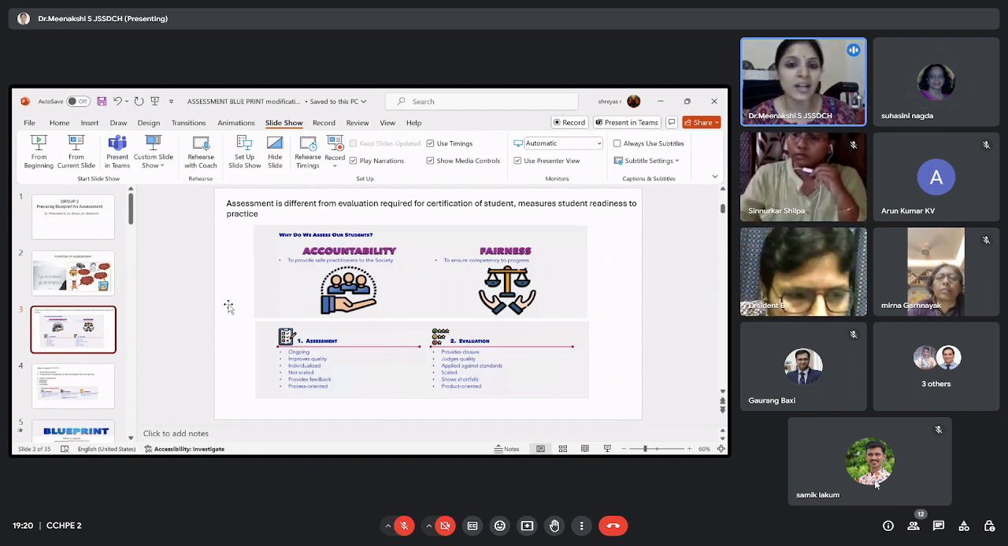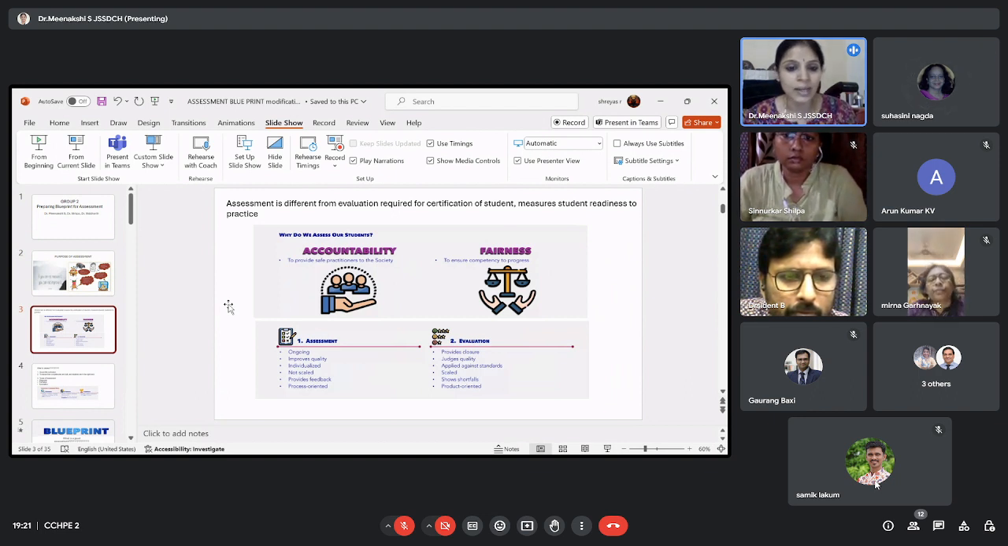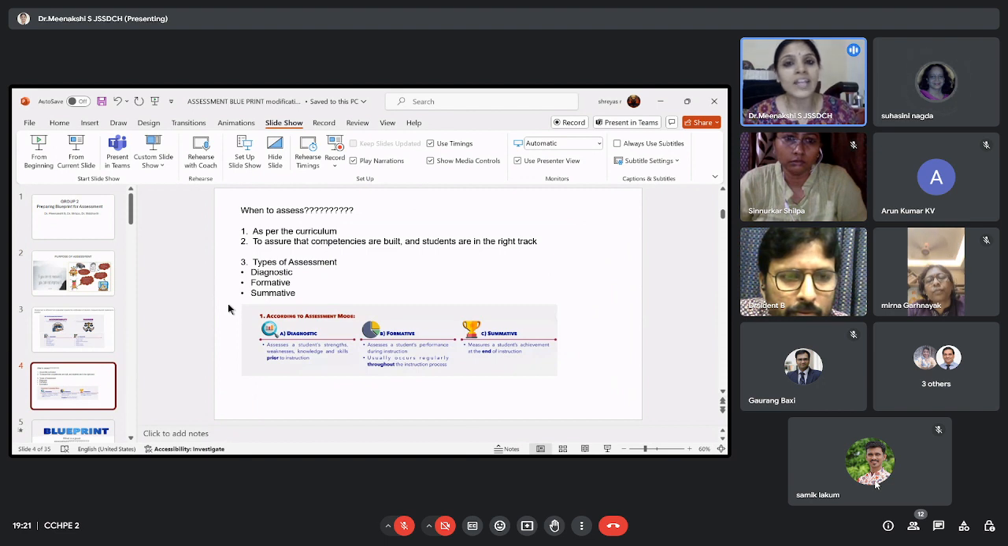Assessment is mainly done to have accountability and fairness towards the competency of students. Assessment is ongoing, depending on whether it is formative or summative, as sir was explaining. It improves quality and provides individual attention to the student. Compared to this, evaluation is the end result. So it is very important for us to know when to assess a student and how to assess. Depending on the curriculum we are following, our DCI protocol, and to assure the competencies are built among the students, we need to do the assessment.